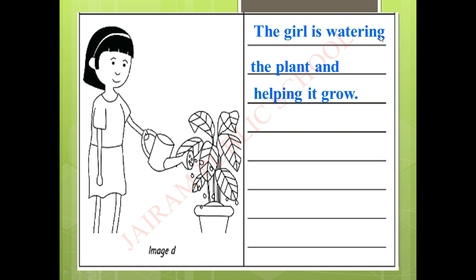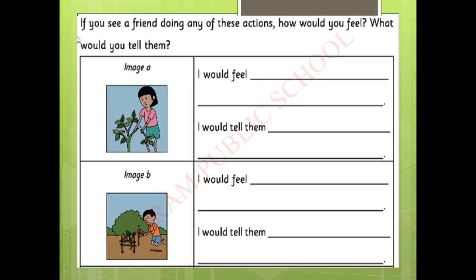Okay children? Right. Now if you see a friend doing the same actions, we are going to discuss it in more depth. If you see a friend doing any of these actions, how would you feel? What would you tell them? Really, it's a very good question. So, if you see your friend breaking the branches of the plant, how would you feel? Very happy? No, you won't feel happy, isn't it? Because she is damaging the plant. So you will be getting angry or you will be very sad, isn't it?